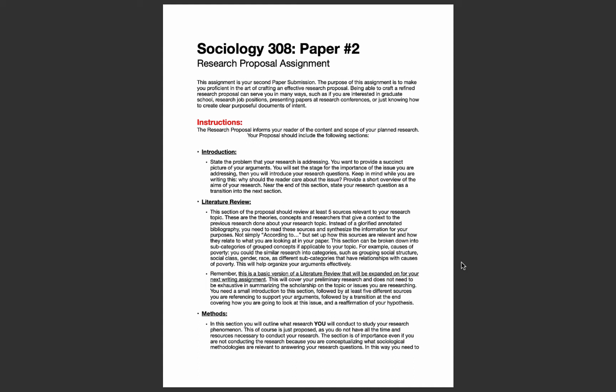But the idea is if your whole format is like 1 paragraph, 1 article, next paragraph, next article, you're not actually synthesizing them or connecting them together. So that, again, comes from doing multiple drafts of the paper and crafting a more effective argument. So remember, this is a basic version of a lit review that will be expanded upon for your next writing assignment. And when I say basic version, that doesn't mean don't do it or it's bullet points or anything like that. This should be a full paper submission, as if you were handing to IRB a thing that says, hey, I want you to pay for me to do research, right?